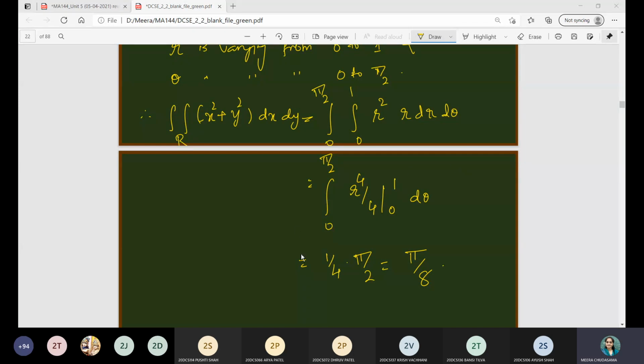Right? So this is what the example was. More examples we will consider on this transformation of Cartesian coordinates in a later class.